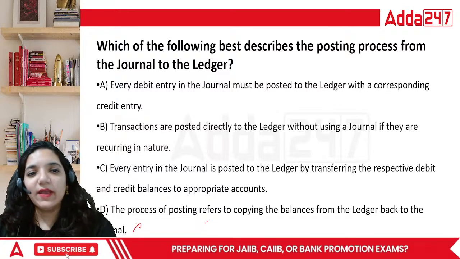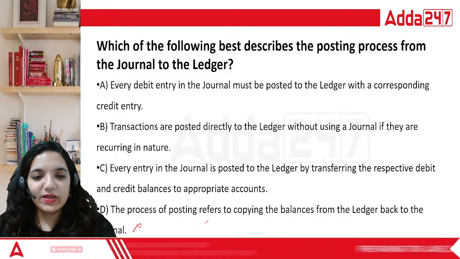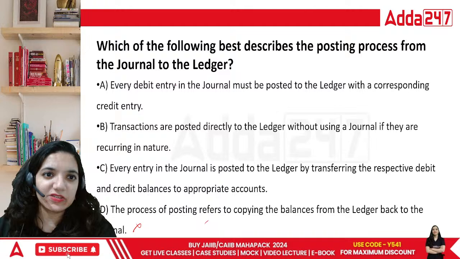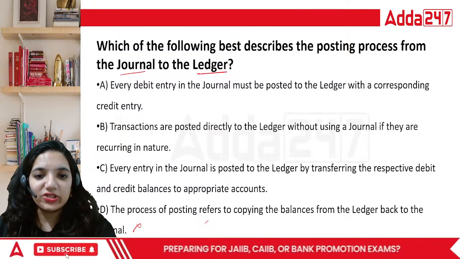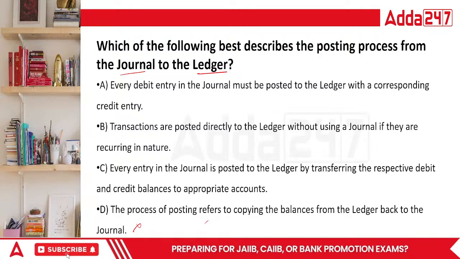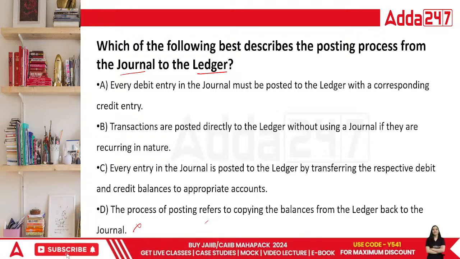Okay, now here comes the first question, everyone. The first question relates to the specific area of posting. Posting is from journal to ledger, everyone. Which of the following best describes the posting process from the journal to ledger?